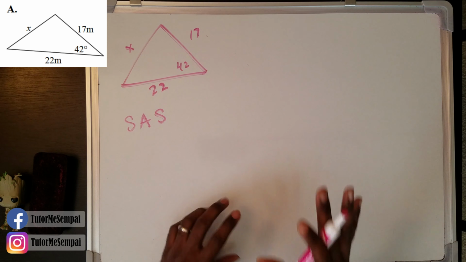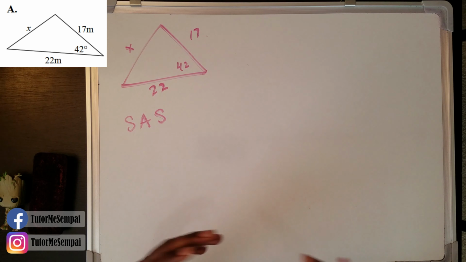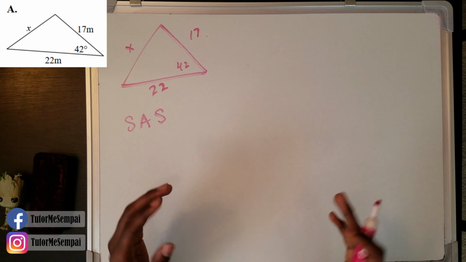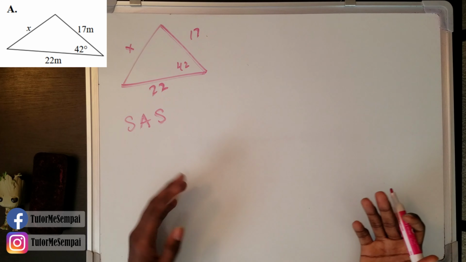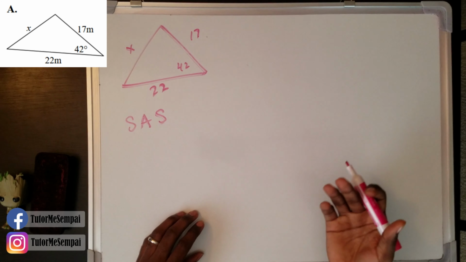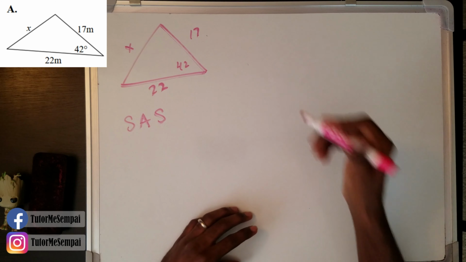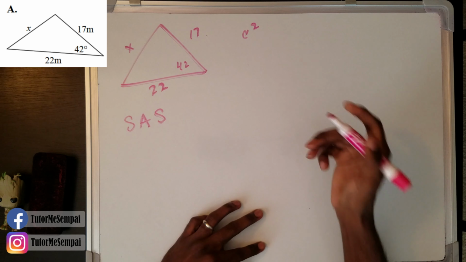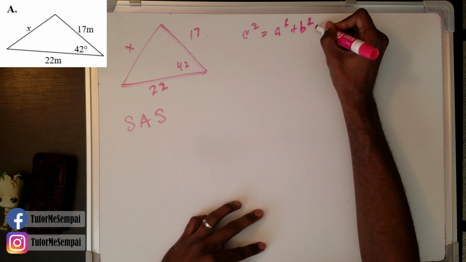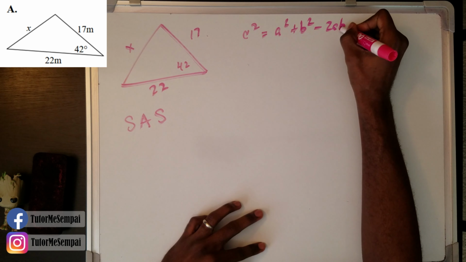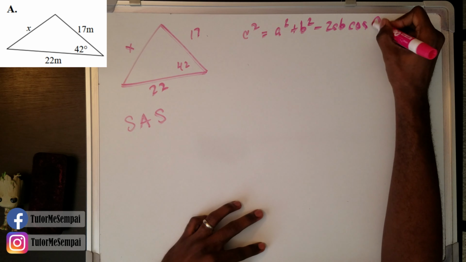And it really doesn't matter which phase you use, because the phases are just to help you determine where you need to be in case you need to do more than one side. But we only have one side we're trying to find, so just pick whatever phase you're most comfortable with. I'm going to do the c squared one. So c squared equals a squared plus b squared minus 2ab cosine of big C.